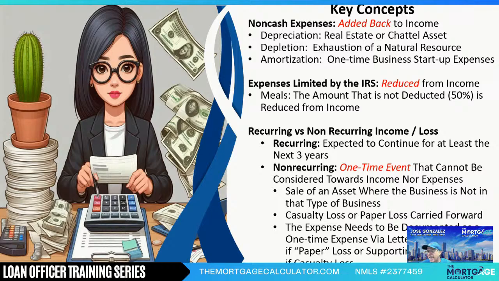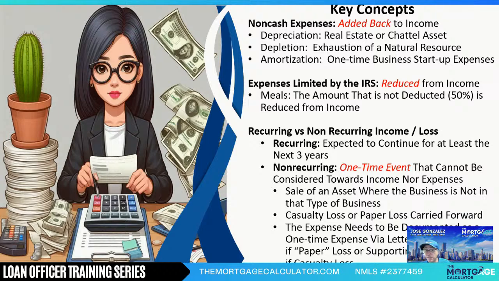Or it could have been a casualty loss, right? Casualty losses are another non-recurring loss that you can add back. That's a one-time loss. They had a $100,000 loss. They had a $15,000 deductible. That's an expense. That's a one-time loss. You can probably add that back because that's not going to occur every year.